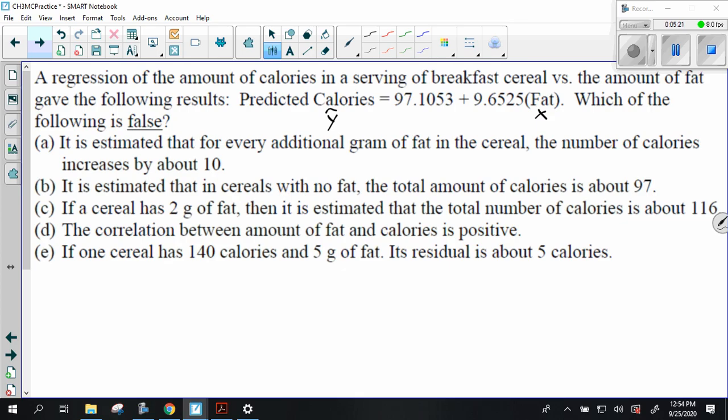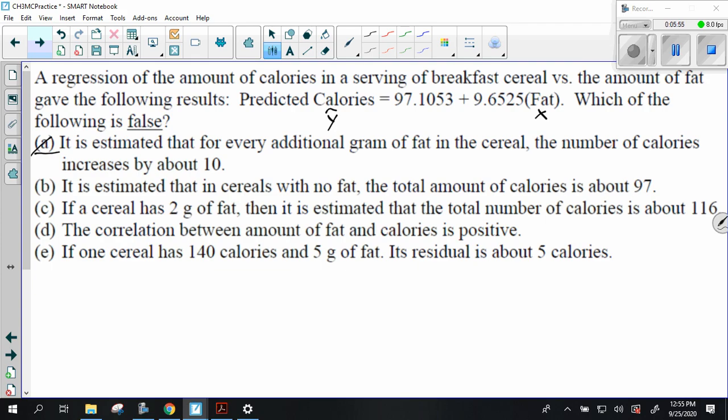Hmm. Every additional gram of fat. Well, hang on to that one. We want what's false. So that is true. Fantastic. Sorry, I have a tendency to look for things that are true. We're actually looking for the one that's false. And they underline it for me too. But hey, that didn't stop me from trying to do it wrong. Here we go.